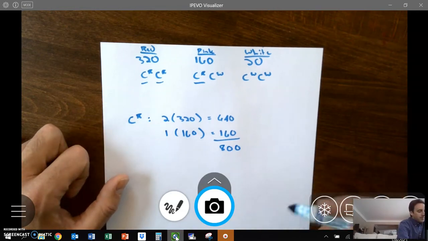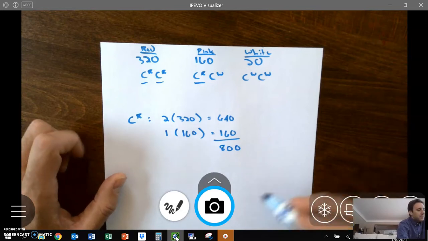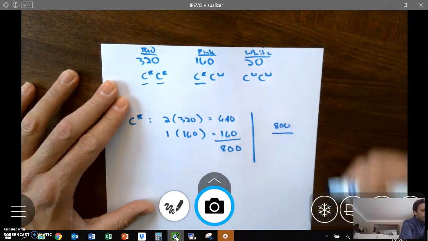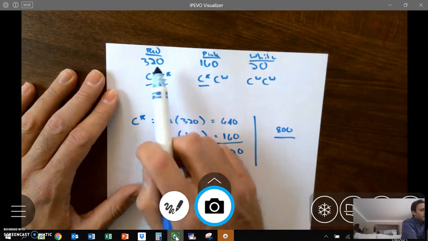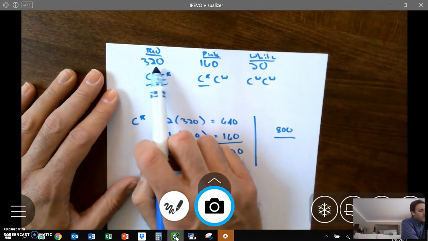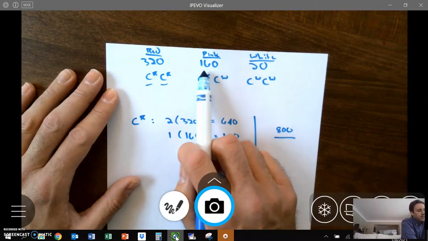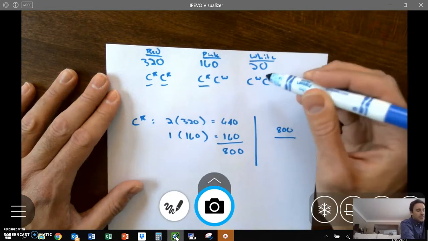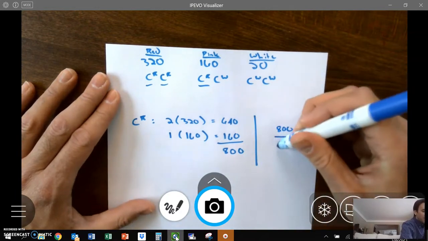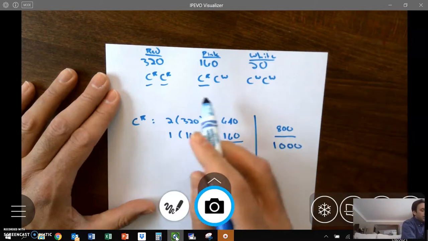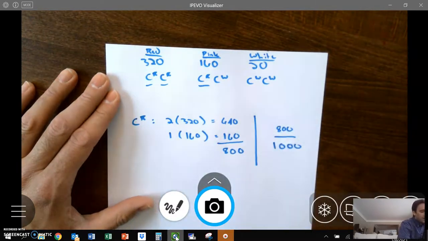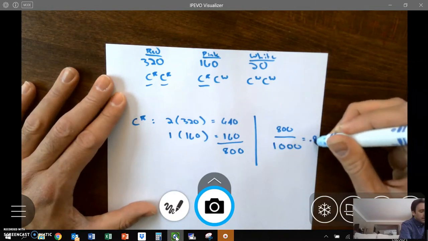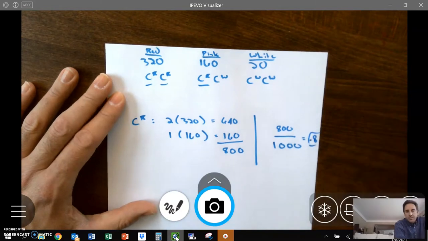Now, in order to finish the problem, it's asking for a frequency as a percentage. So we need to divide 800 by the total number of alleles. If you count the number of individuals, 320 plus 160 is 480, plus 20 is 500, and each of those 500 individuals has 2 alleles, right? So there's 1,000 alleles total in this population. So the frequency of the CR would be 0.8. That would be the frequency.